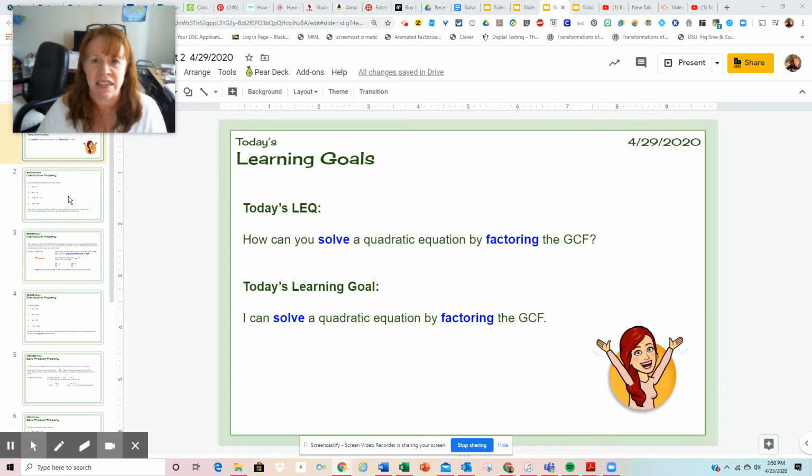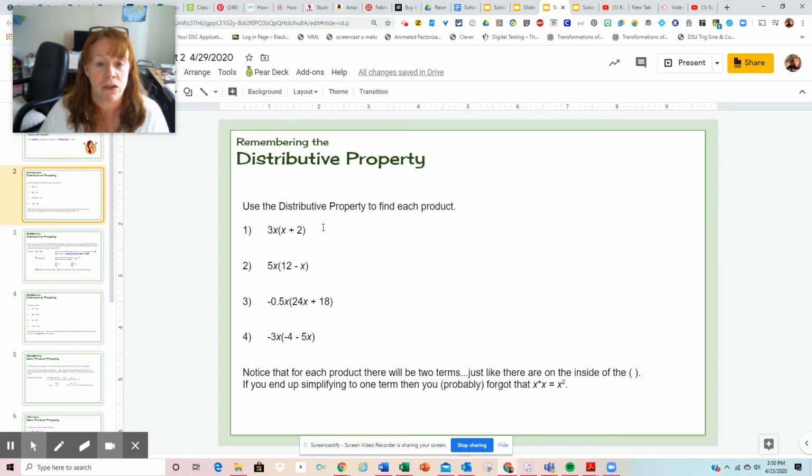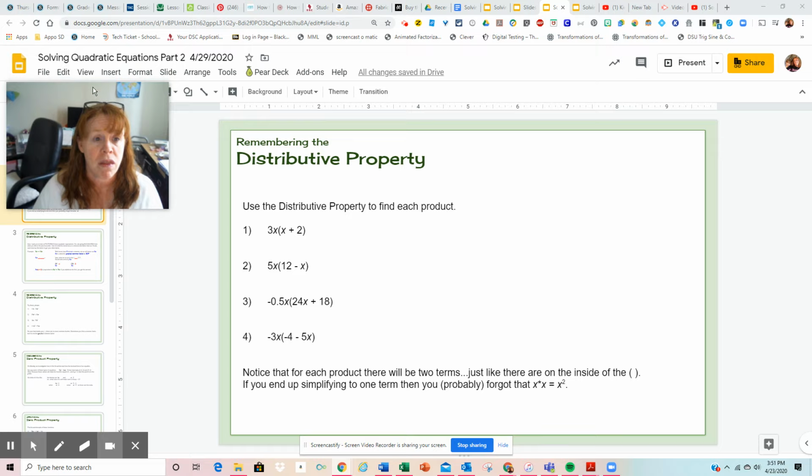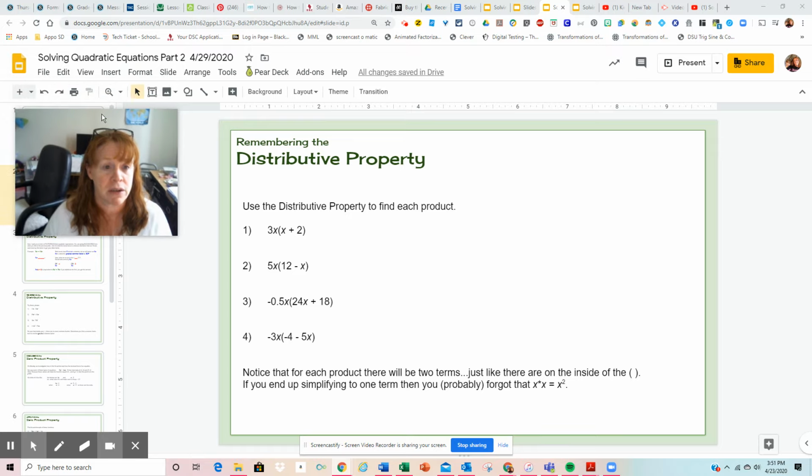Some of these slides in your notes are not going to be notes that you need to write on, and some of them you will need to add some stuff to. But let's take a look. Using the distributive property here, it gets real easy. This is just straight up distributive property, and we saw this a little while ago. Let me move this down here a little bit so I can get to my tools.